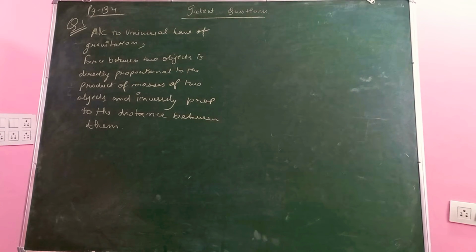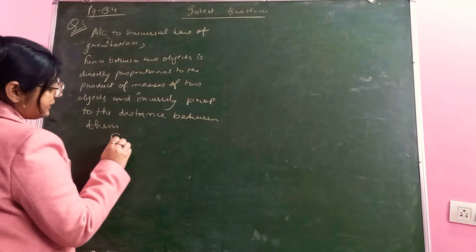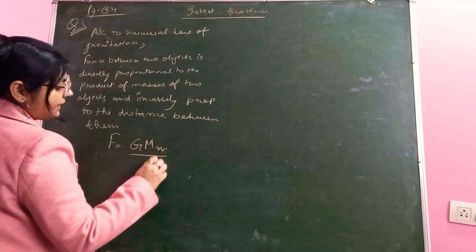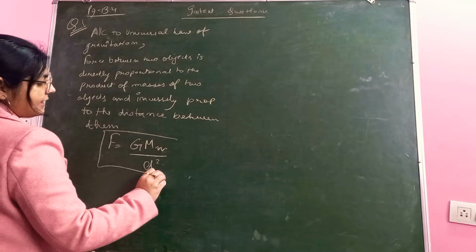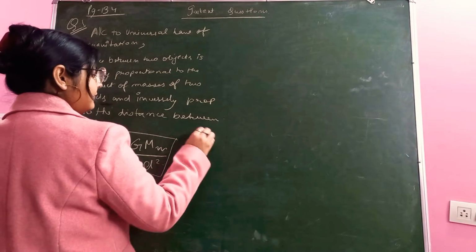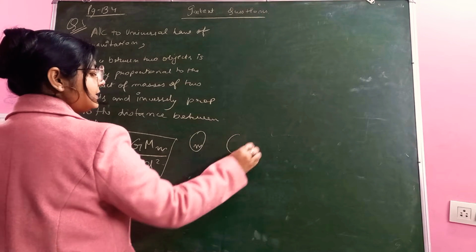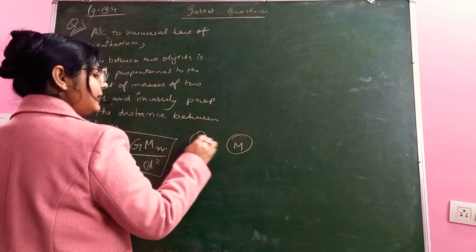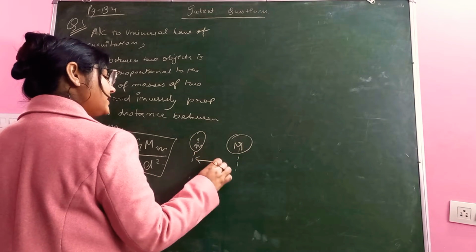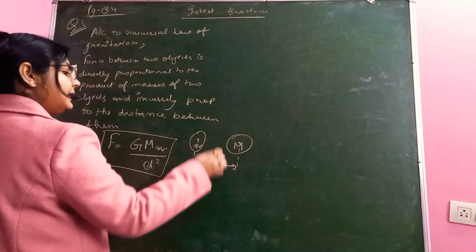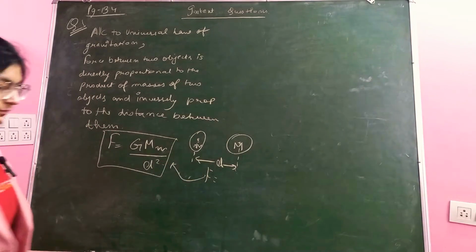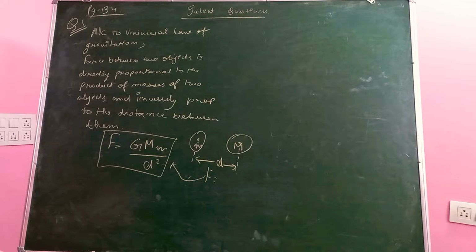Right? So we can write F is equal to G Mm upon d square, and if you want it to be more precise, then draw the diagram also. If this is an object having mass small m, this is an object having mass capital M, and the distance between the centers of these two objects is d, then the force is given by this value, G Mm upon d square.